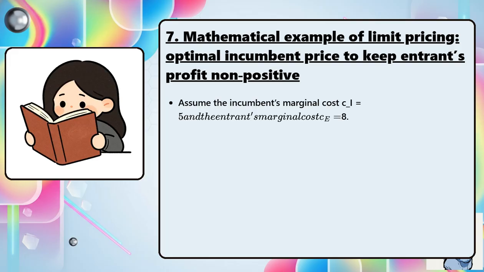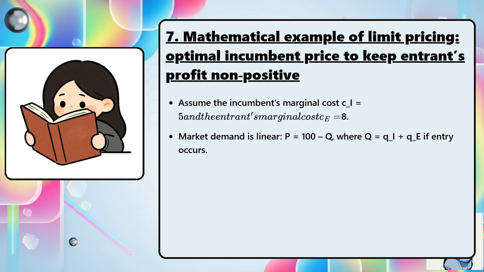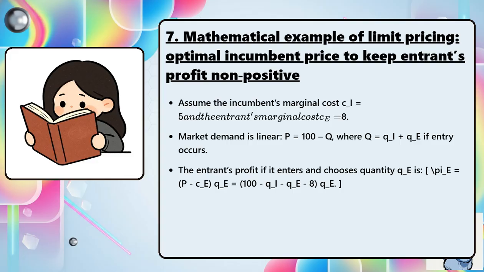Assume the incumbent's marginal cost C_I equals $5 and the entrant's marginal cost C_E equals $8. Market demand is linear: P equals 100 minus Q, where Q equals Q_I plus Q_E if entry occurs. The entrant's profit if it enters and chooses quantity Q_E is pi_E equals (P minus C_E) times Q_E equals (100 minus Q_I minus Q_E minus 8) times Q_E.